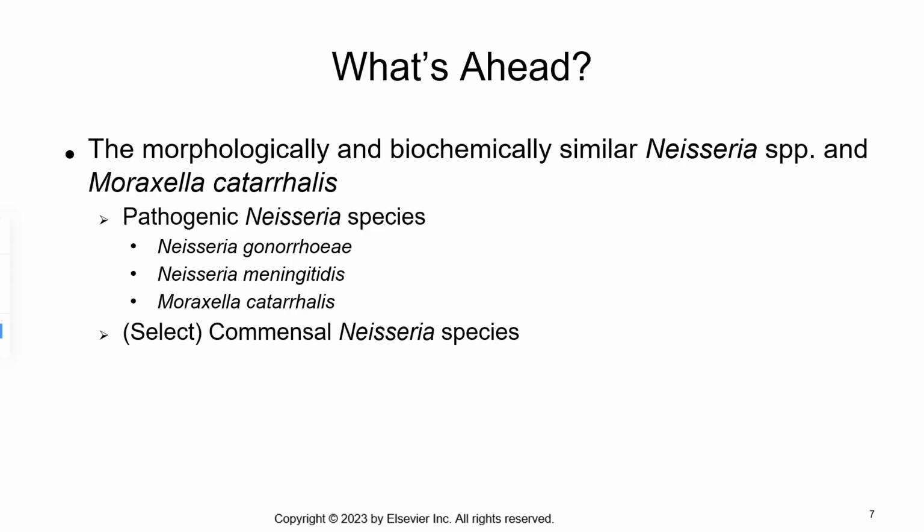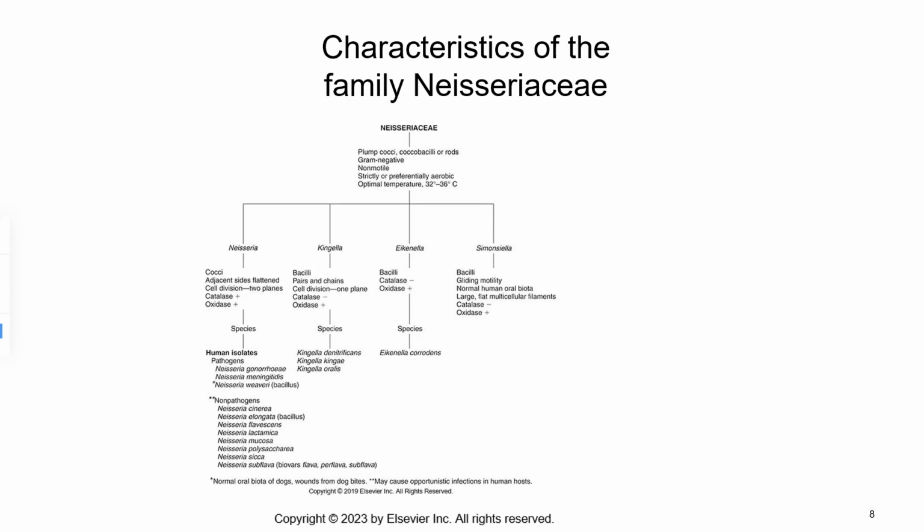So there are morphologically and biochemically similar Neisseria species and Moraxella catarrhalis. The pathogenic species would be Neisseria gonorrhoeae, Neisseria meningitidis, and Moraxella catarrhalis. So this is a good flowchart that separates out those different species based on some of their biochemical reactions.